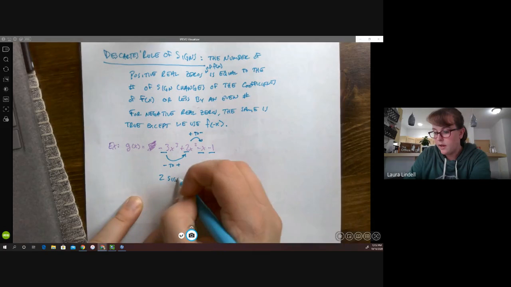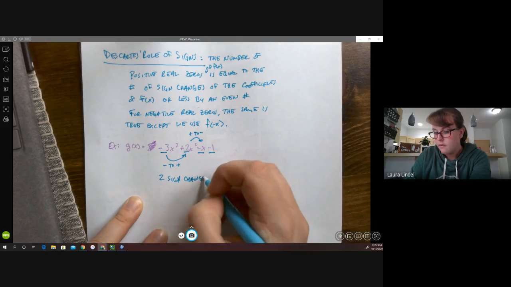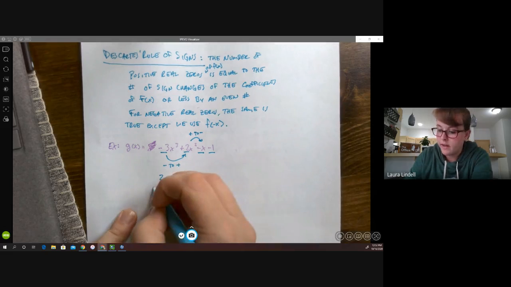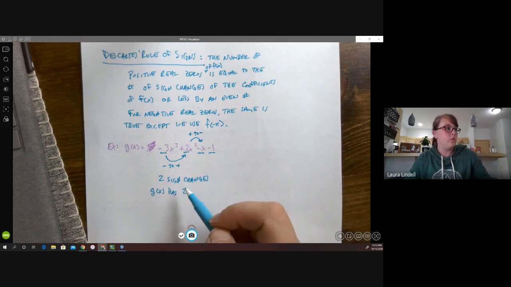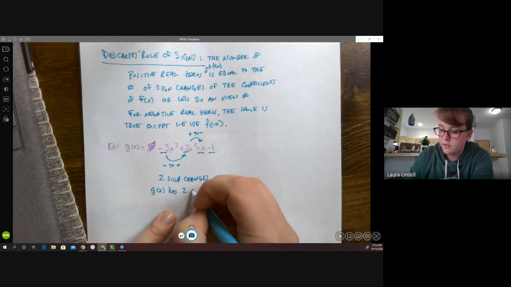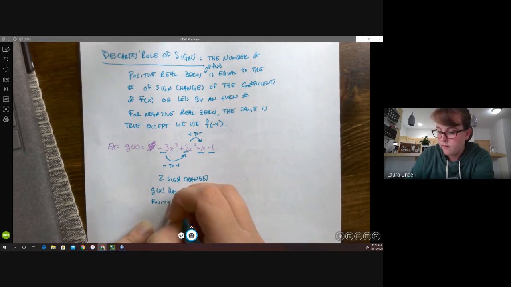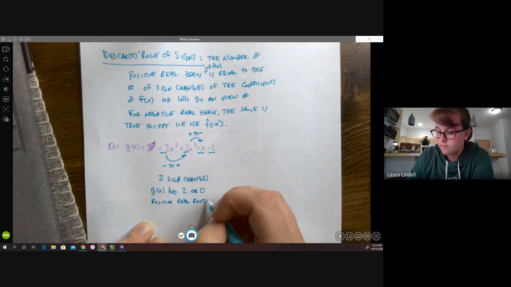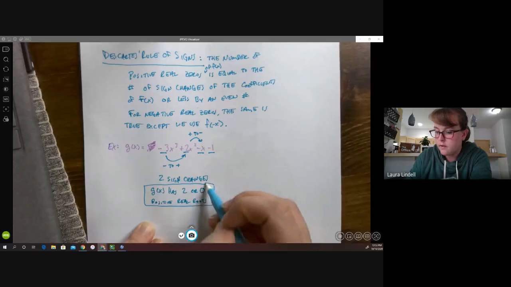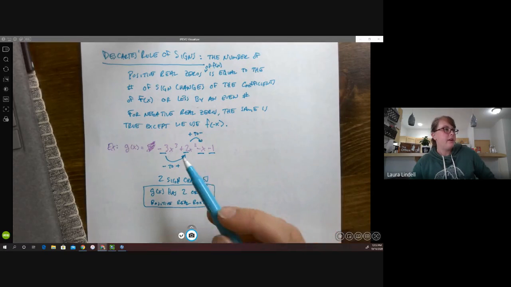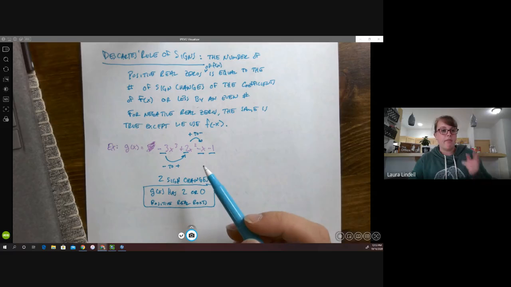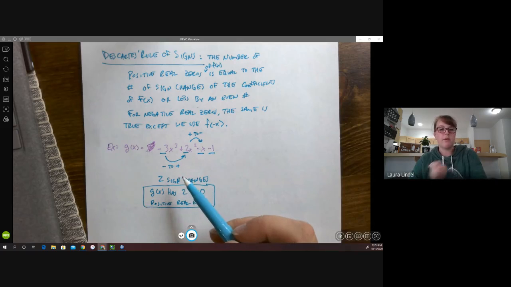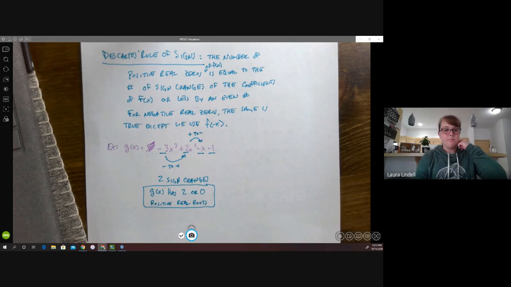So 2 sign changes tells me that g of x has 2 or less by an even number. So I could have 2 or 0 positive real roots, since we had 2 sign changes. If it had 3 sign changes, it would be 3 or 1. If it had 5 sign changes, it would be 5, 3, or 1, because you're going less by an even number each time. If this had 4 sign changes, it would be 4, 2, or 0 positive real roots. So that's positive real roots.